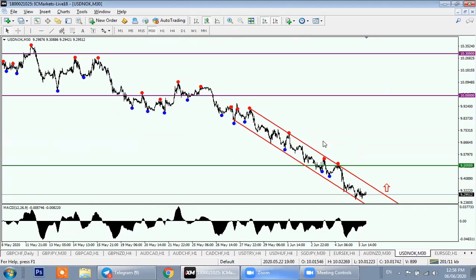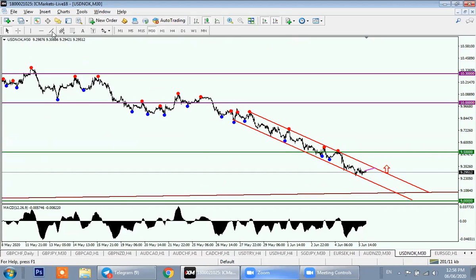Here's our view from M30. We are waiting for a new swing to form around it. Of course, we prefer price to go here and then break it upwards. Then we will enter a buy.